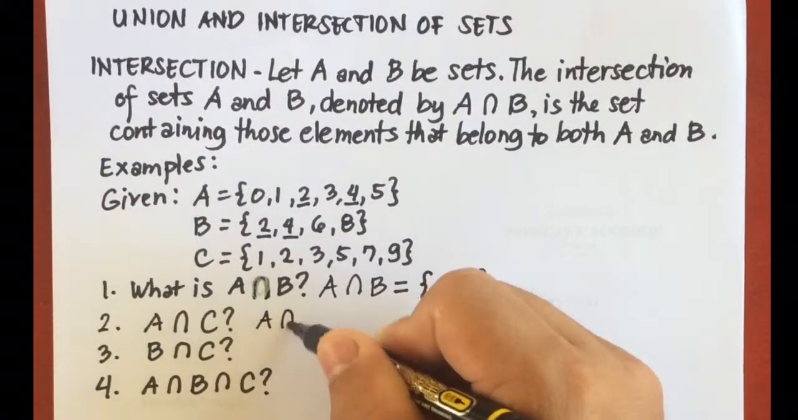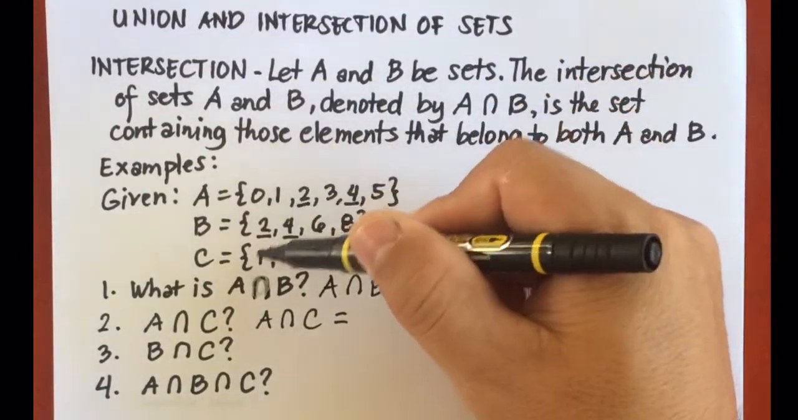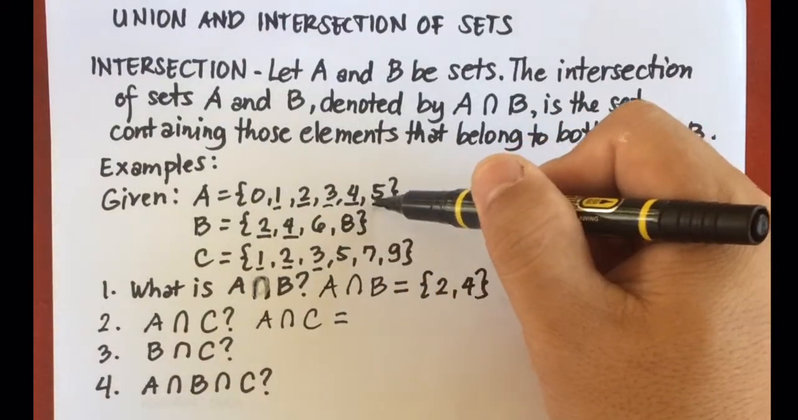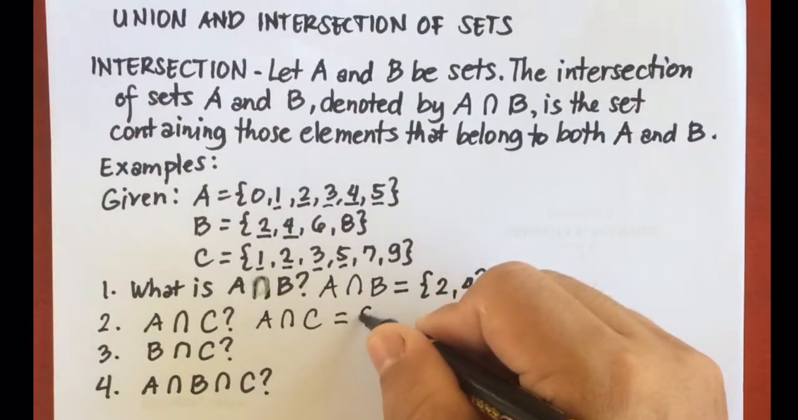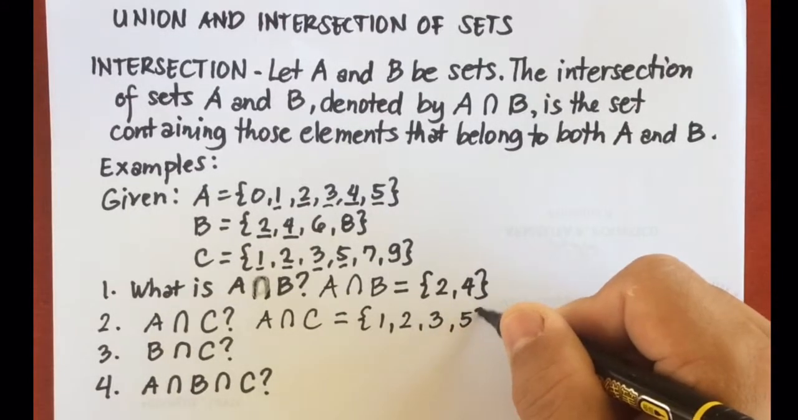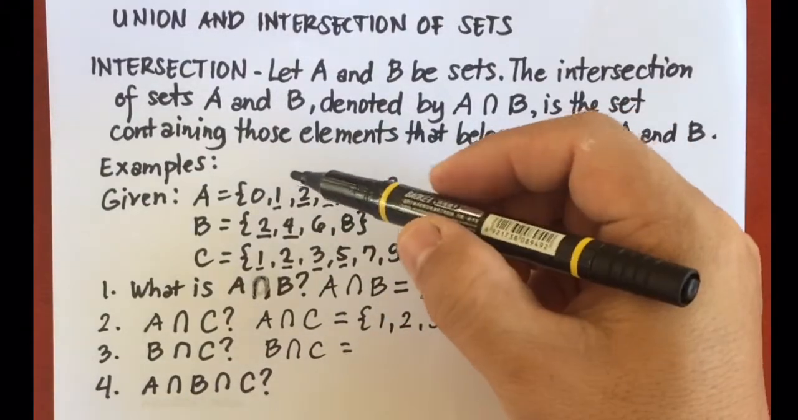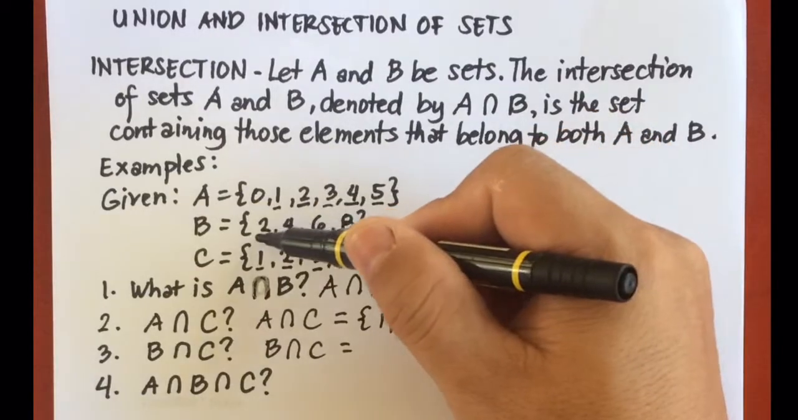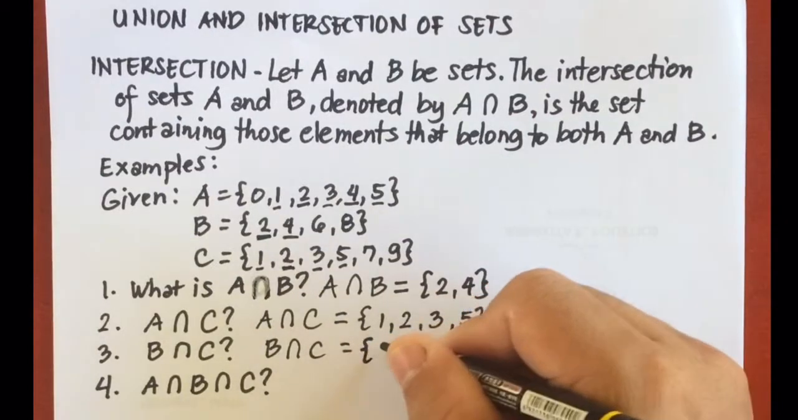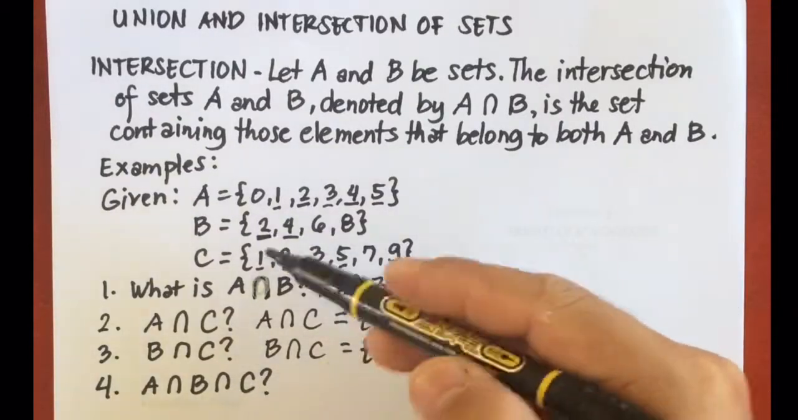Let's have A intersection C. A intersection C, the common elements found in A and C. So you have here 1, then 2, then 3, and also 5. So we're going to have a set containing 1, 2, 3, and 5. Let's have B intersection C. So B intersection C, the elements common in B and C. So we have here 2, then no more. So the answer here is 2.